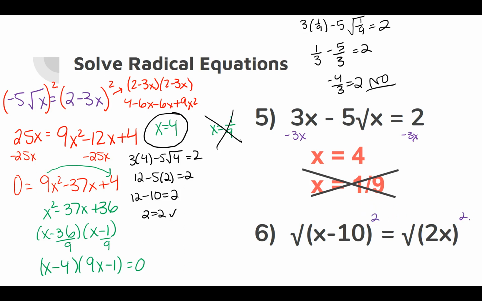So this becomes what? x minus 10 equals 2x? No. Because all of x minus 10 was in the radical, so when you square that, just the radical goes away. You okay? So now what do you want to do, subtract x? So we have -10 is equal to x.